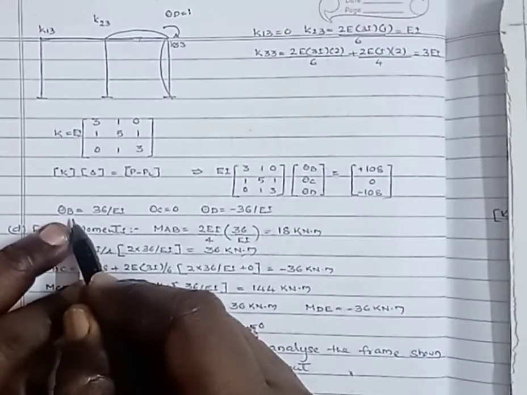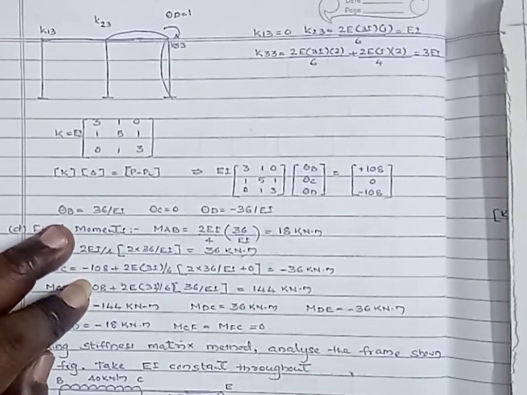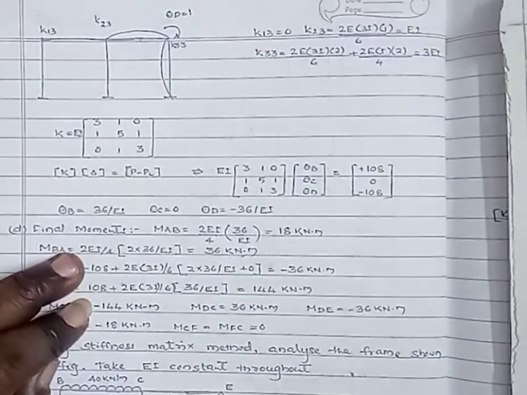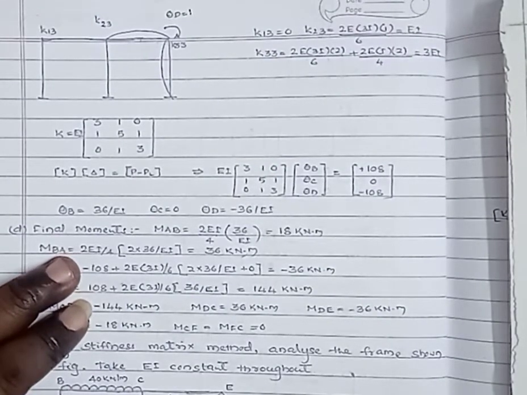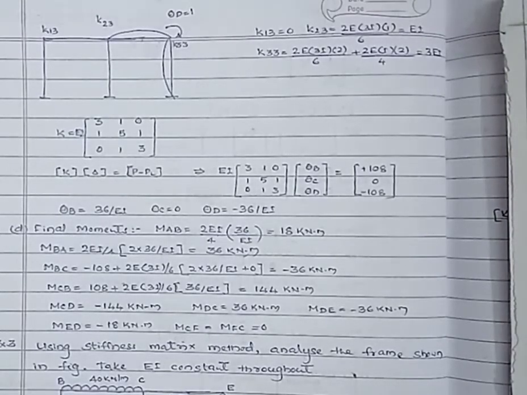By observing the values of theta B and theta D, this is symmetrical about the vertical axis. Hence, the magnitudes of theta B and theta D are equal. Then, by using the values of theta B, theta C and theta D, we will get the final moments using the slope deflection equation.